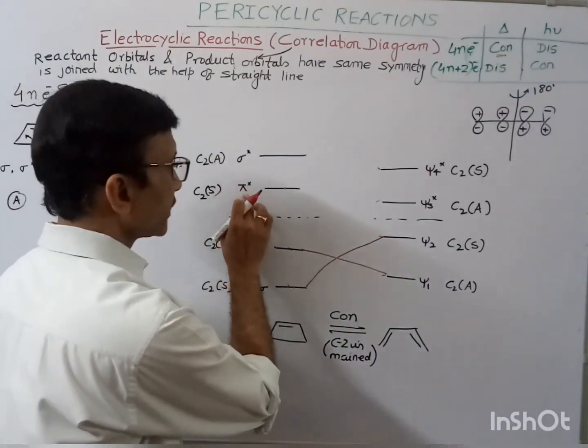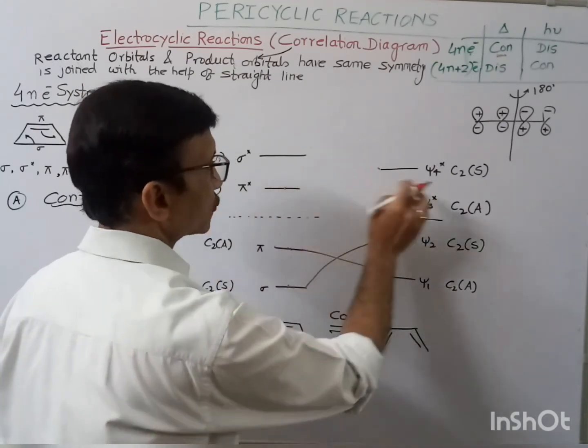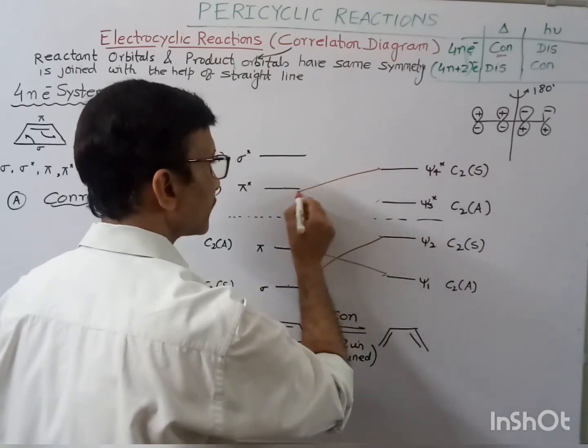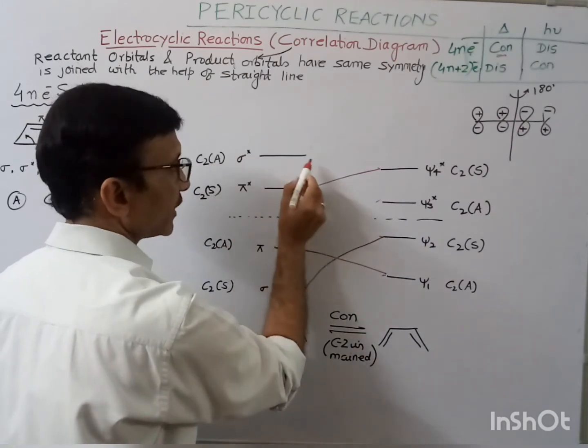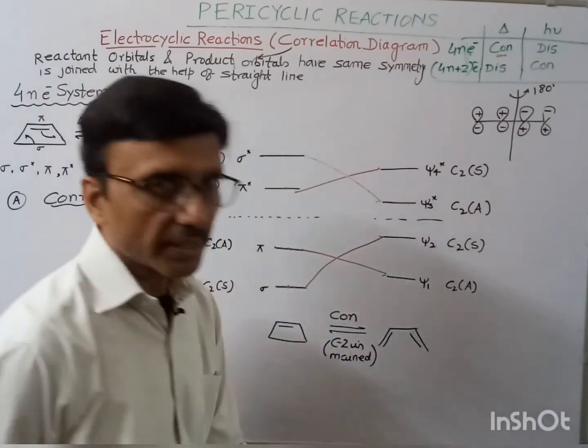Now see this pi star. Pi star is symmetric, so I should join it with the symmetric one. The only symmetric one left is this, and this sigma star is antisymmetric. The antisymmetric one left in the product is this one. So this is the diagram.